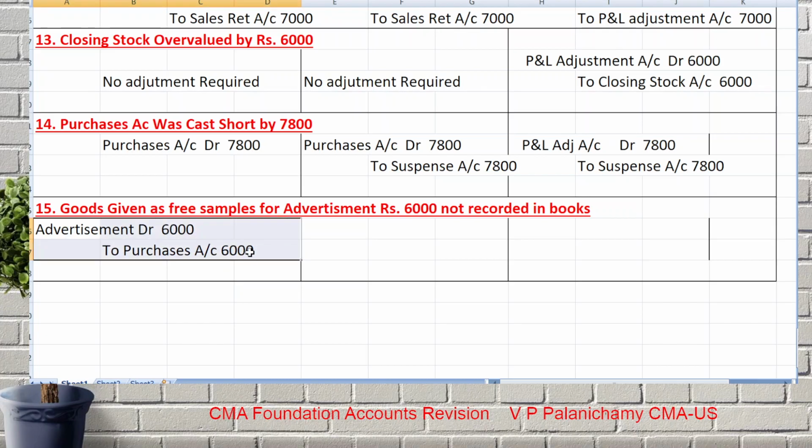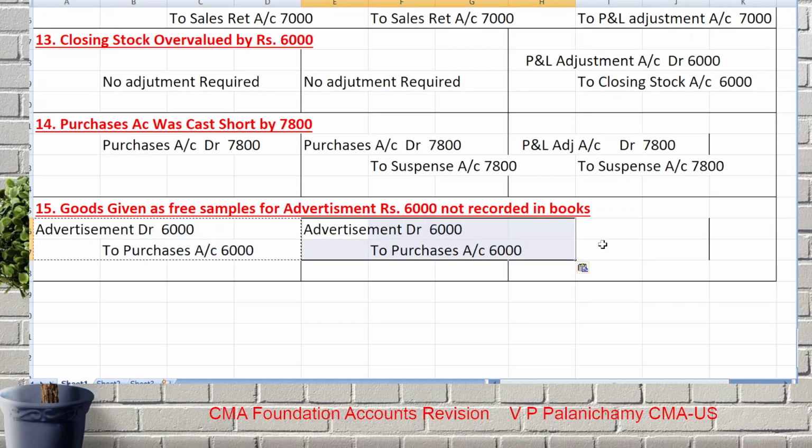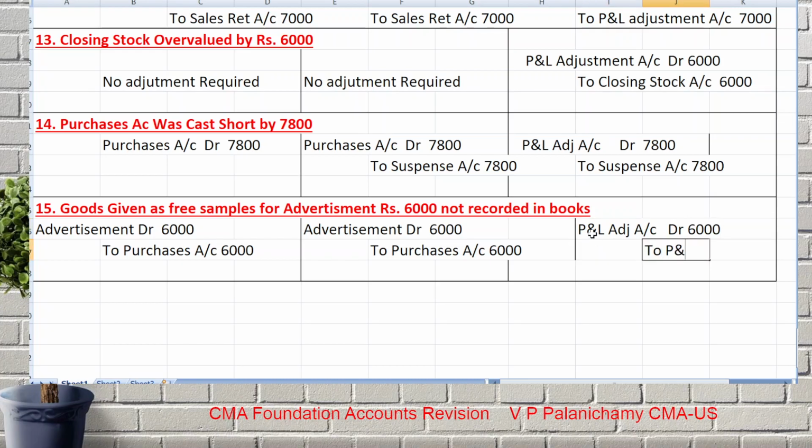If it is rectified before trial balance, after trial balance also the same. If it is after final accounts, both are nominal accounts, so P&L adjustment account debit to P&L adjustment. If an option is given, choose that; if not, no entry required. You can choose like that.